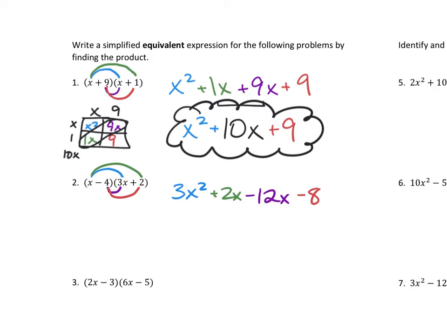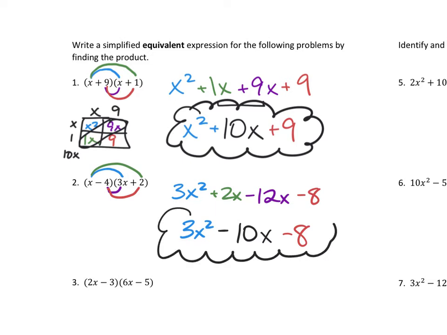Again, you notice that the like terms are in the center. 2x plus negative 12x is going to be 10x. And I can float down my constant and my x squared term. And I have my trinomial product for these two binomials.